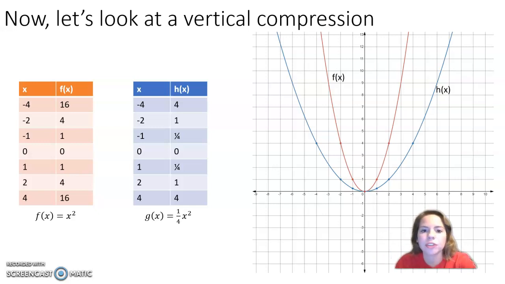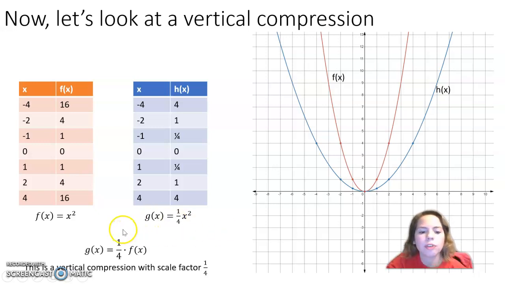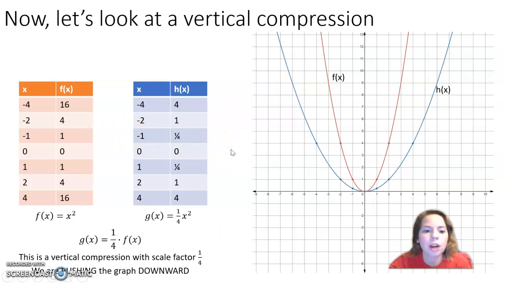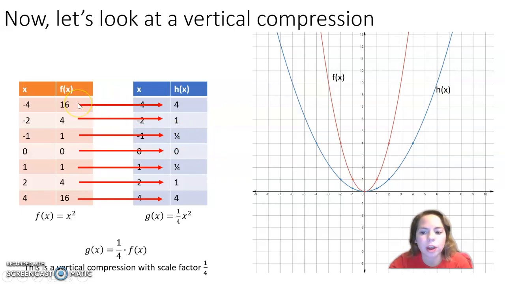If you look at the equations here, you might notice g of x is equal to 1/4 times x squared. So instead of having a number greater than 1, now we have a number less than 1. And that's causing the graph to be pushed downward. If you look at the function values, that's 1/4 times whatever f of x was equal to. And if you look specifically at your y values, you're going to notice that all the y values are 1/4 of what they were on the original.